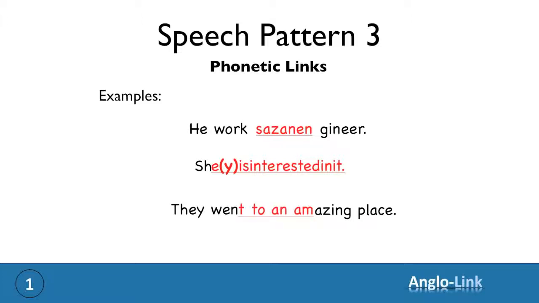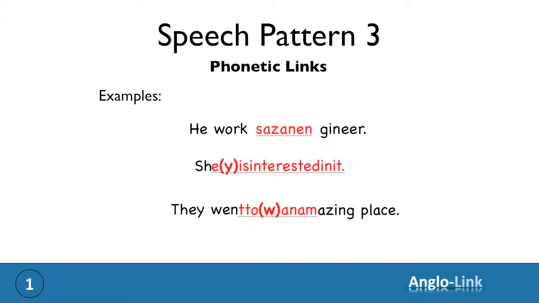And our third example: 2 words, one ending with a T, the next one starting with a T, they run into each other, and then 2 words starting with a vowel, an, amazing. Once again, all this section runs into each other. They went to an amazing place. And once again, you have the semi-vowel W that connects the vowels to and an to each other.